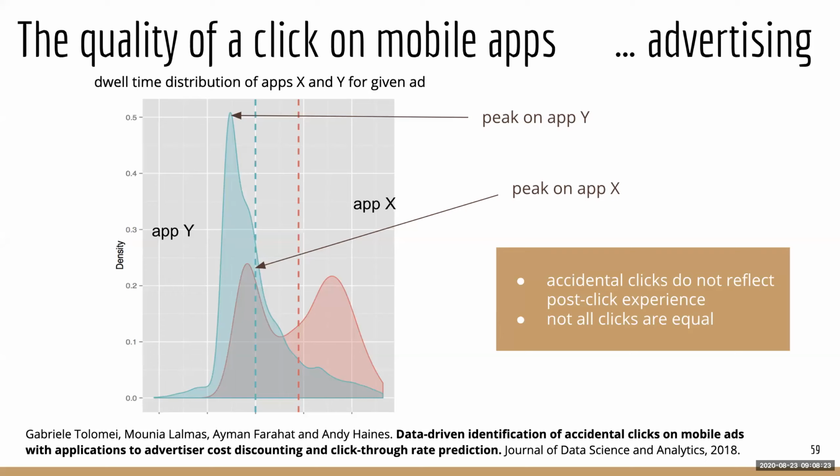In these peaks, it was mostly due to accidental clicks, which is something that happens in the context of mobile. Accidental clicks do not reflect the post-click experience, and not all clicks are equal. So again, this notion of click, and going back to what happened next, is an important part that is beyond click-through rate.